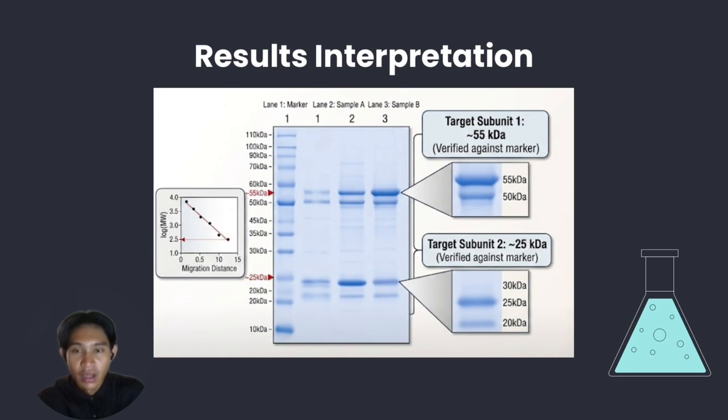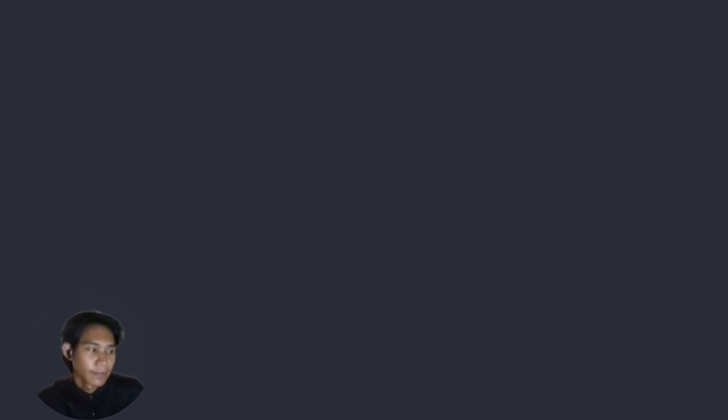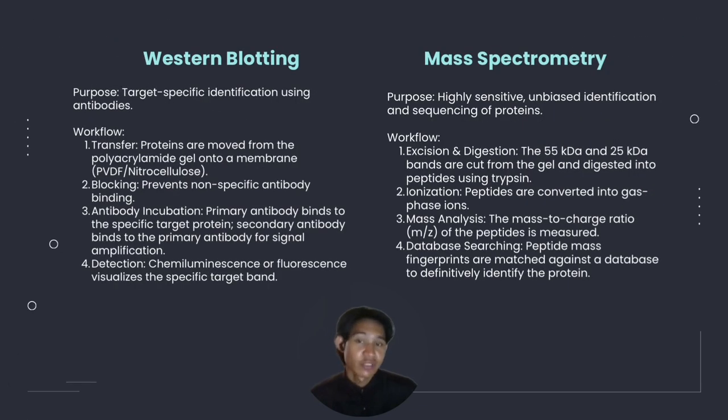While SDS-PAGE can tell us about the size and the purity of the protein, it cannot definitively tell us their exact identity. So, to confirm it, we need to do validation techniques, which are Western blotting and mass spectrometry. Now, we will go to the first method for validation, which is Western blotting.